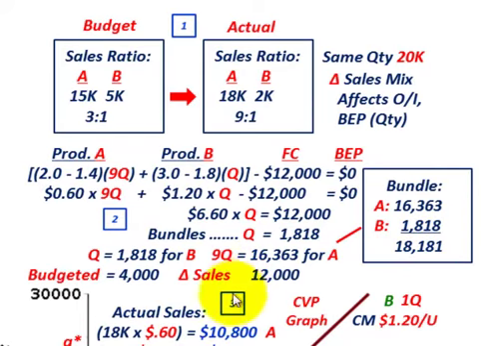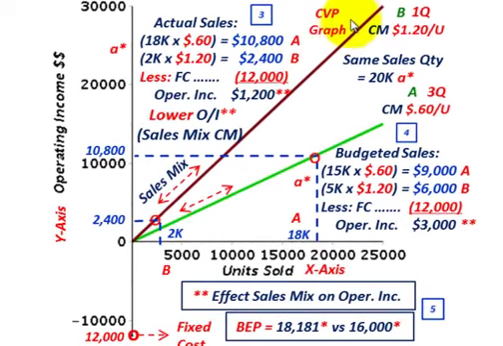Okay, so now let's go down and look at our cost volume profit graph. Same as we had before. B, $1.20 contribution per unit.